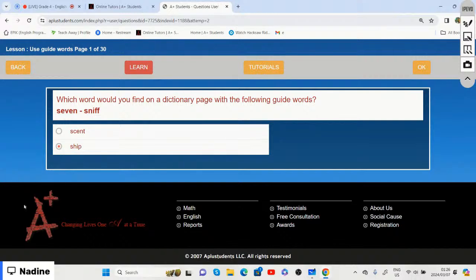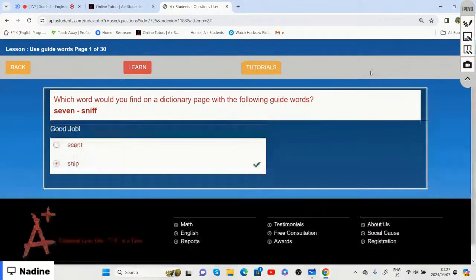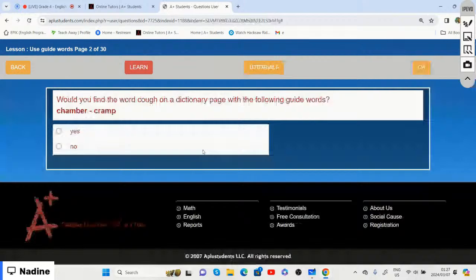All right. So we need to say which word we will find. We said ship, right? Ship is correct. Well done. Ship is correct because that is the word that we will find in between those two guide words. Scent we won't find there because scent comes before the first guide word.